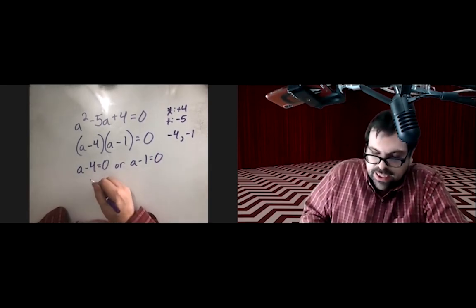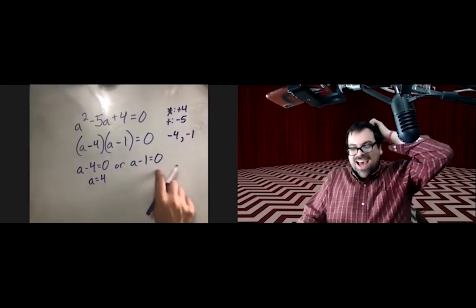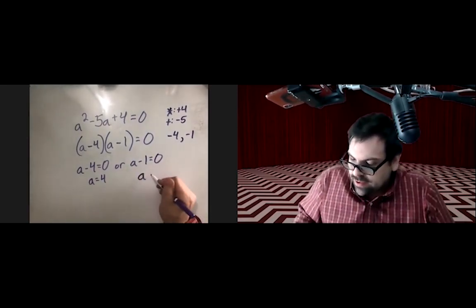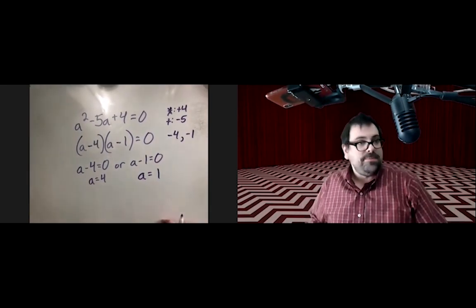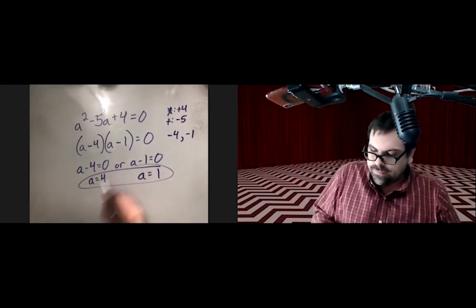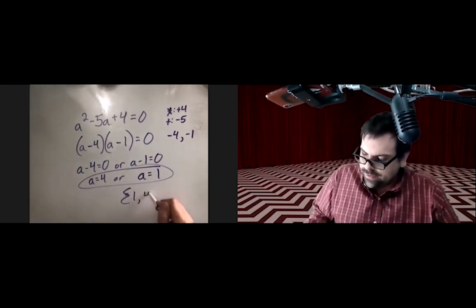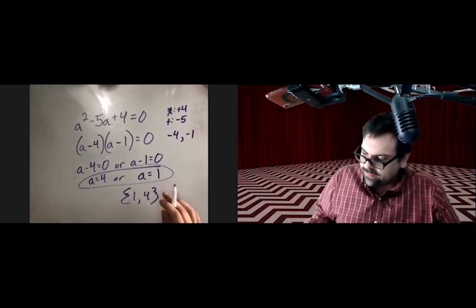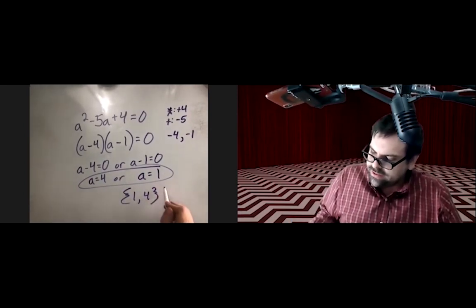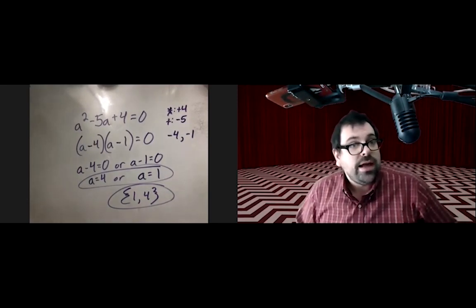Add 4 to both sides. A equals 4. Add 1 to both sides. A equals 1. A equals 4 or A equals 1. We need them both. And if we put it into a set, it's just a set with our two answers, 1 and 4.